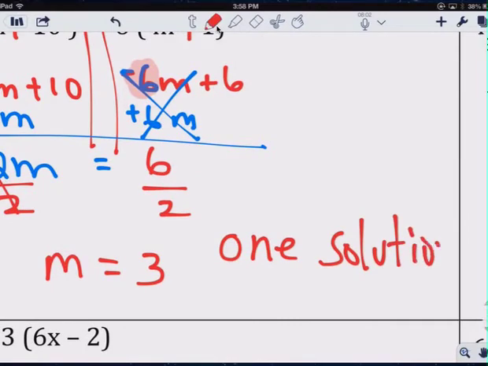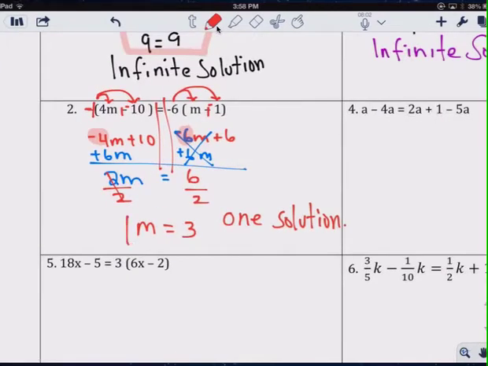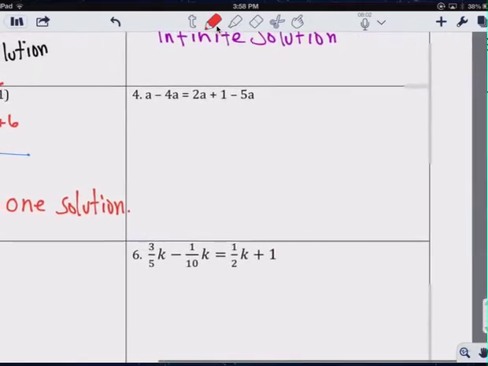The other one is infinitely many. That means you can put any number. There's a lot of answers for it.